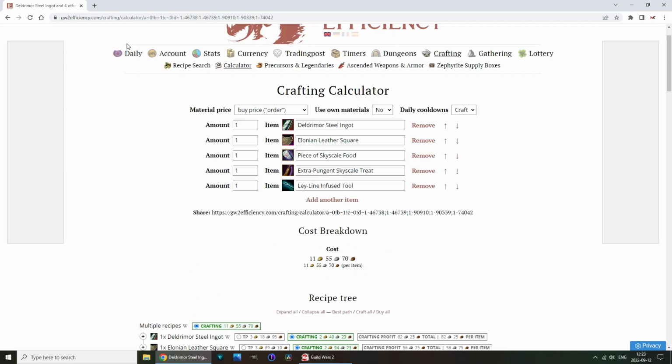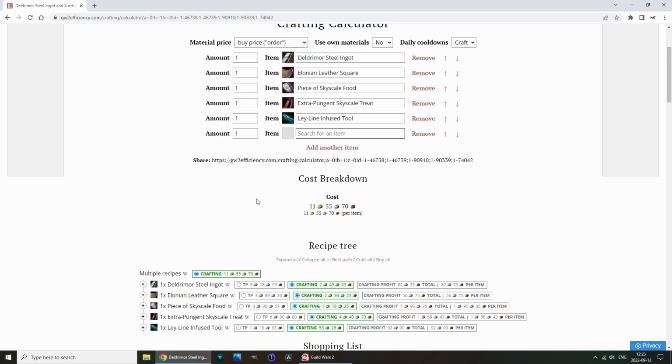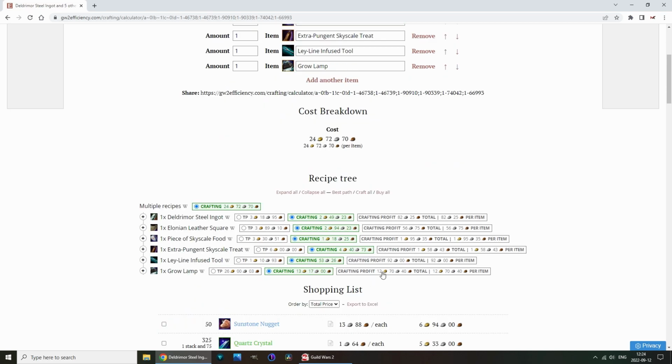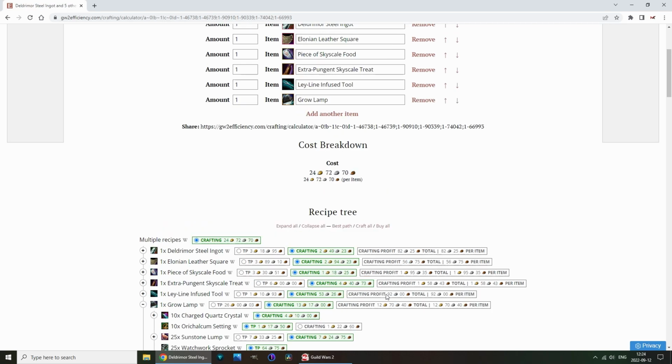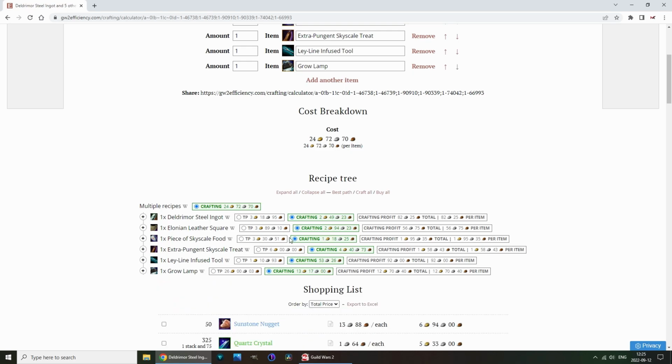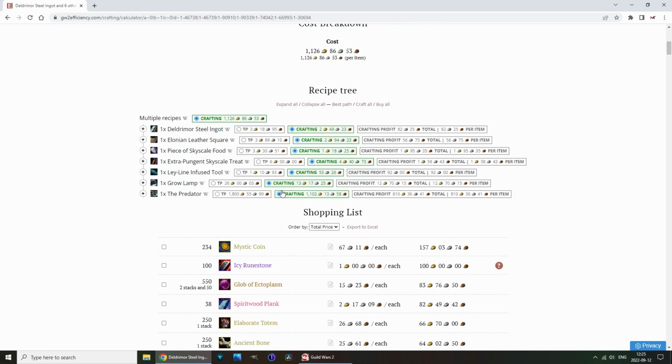What is that core thingy? I don't remember. Grow lamp. Oh wow, it looks like it's really profitable, almost 13 gold, but you need 10 charged quartz crystals, so basically for one you get 1.2 gold. Maybe not that bad actually. But don't you need the jeweler? Yeah, I've just looked up, you need jeweler 400. I don't have any jeweler, and I'm not leveling any new profession anytime soon. So that's the tool. Yeah, and let's take a peek at the predator.